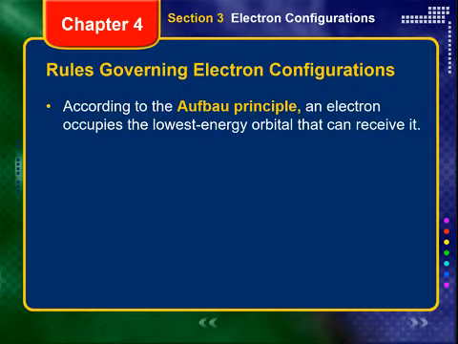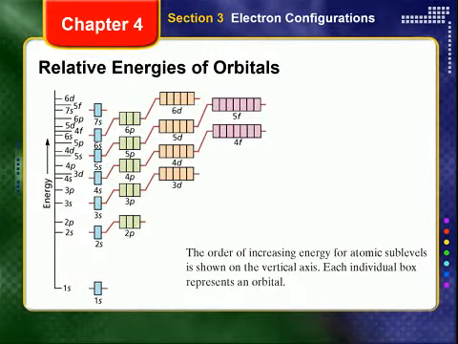The first rule shows the order in which electrons occupy orbitals. According to the Aufbau principle, an electron occupies the lowest energy orbital that can receive it. Figure 4-16, which is on page 105 of your textbook, shows the atomic orbitals in order of increasing energy. The orbital with the lowest energy is the 1s orbital. In a ground state hydrogen atom, the electron is in this orbital. The 2s orbital is the next highest energy, and then the 2p orbitals.